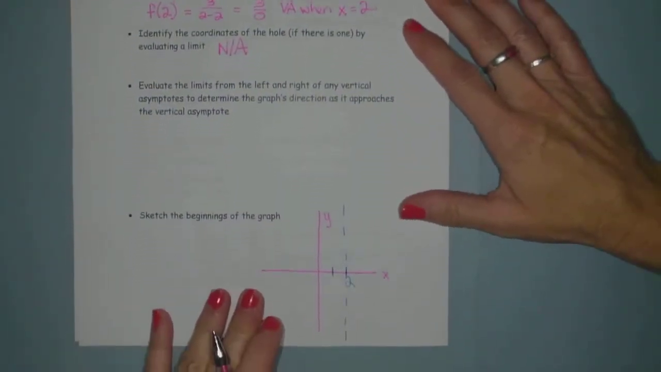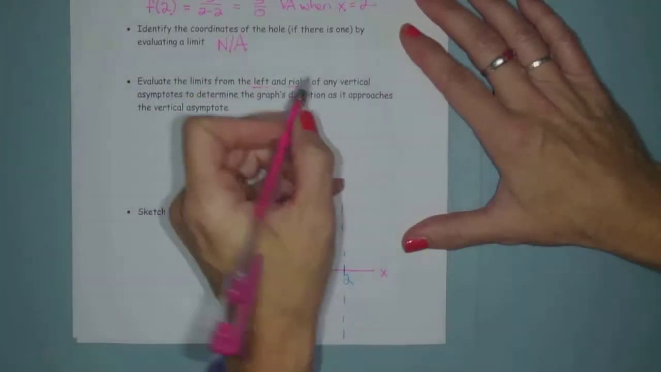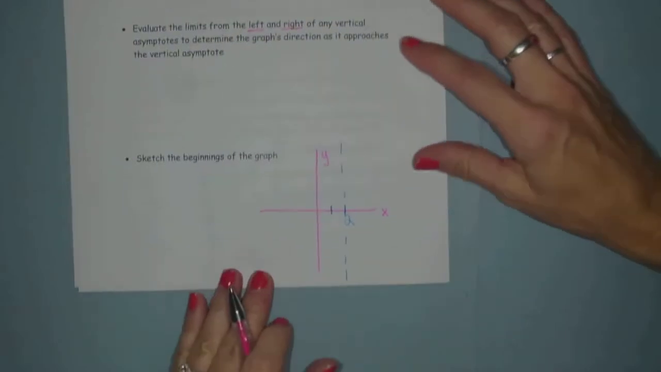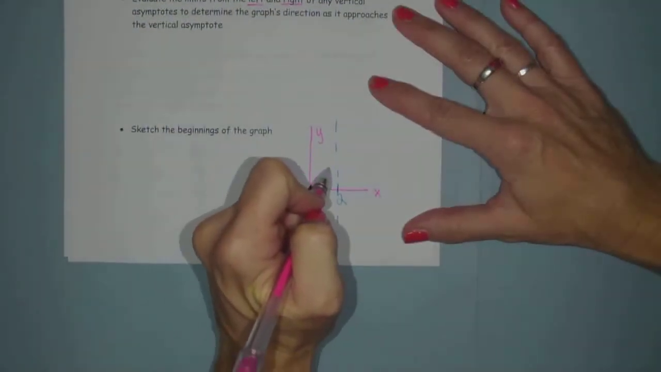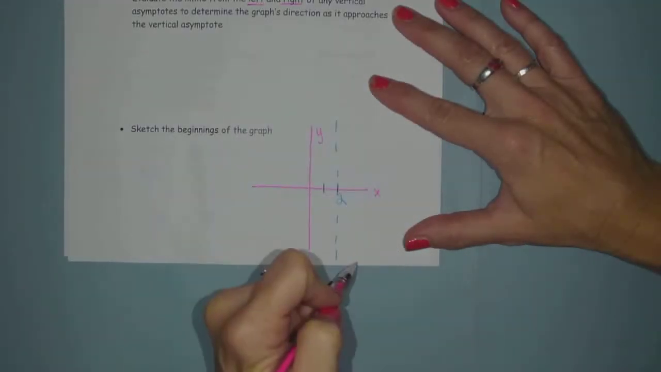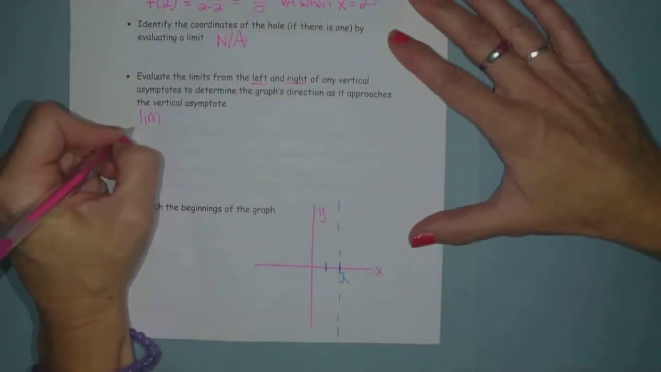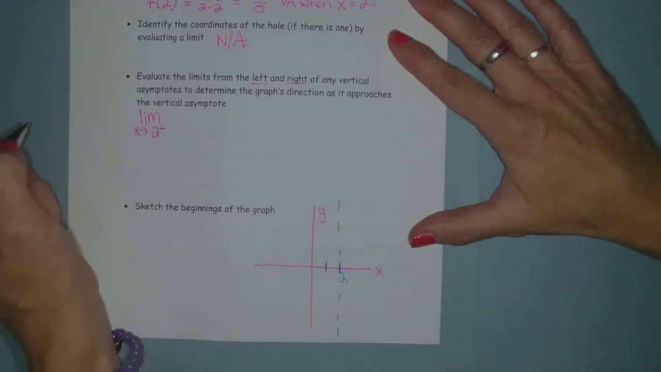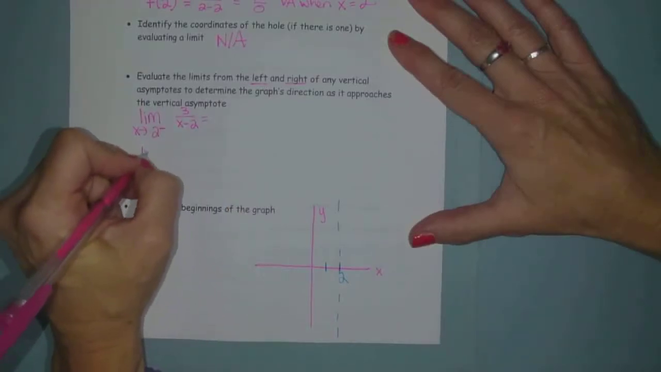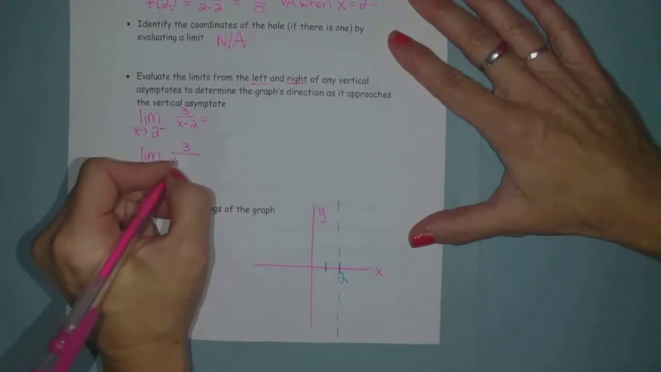All right. Next bullet. Evaluate the limits from the left and the right of any vertical asymptotes to determine the graph's direction as it approaches the vertical asymptote. So this is the part where, as I come into 2 from the left, where am I going? Up or down? And from the right, am I going up or down? So I need to set up my limits. It will look like this. The limit as x approaches 2 from the left of my function 3 divided by x minus 2. And I will also do the limit as x approaches 2 from the right of 3 over x minus 2.